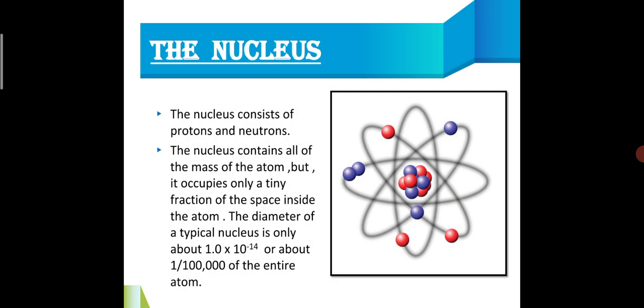Now, the nucleus. The nucleus consists of protons and neutrons. The nucleus contains all of the mass of the atom, but it occupies only a tiny fraction of the space inside the atom. The diameter of a typical nucleus is only about 1 × 10^-14, or about 1/1000 of the entire atom.